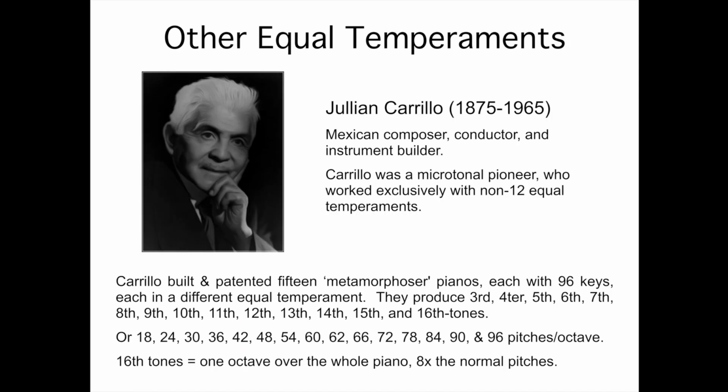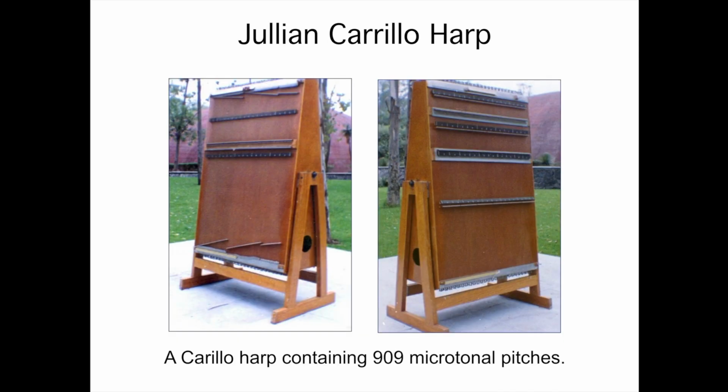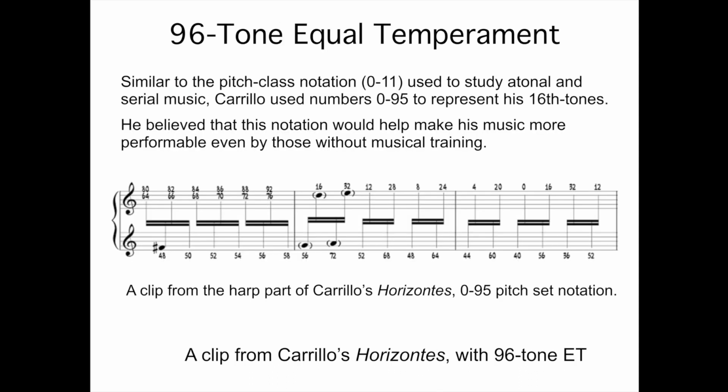Some other interesting characters. This is Julian Carrillo, who divided the octave into many more parts than 12. In fact, he had a collection of pianos where he tuned each piano to a different number of notes per octave. As you can see at the bottom here, he had pianos with 18, 24, 30, 36, all the way up to 96 pitches per octave. So that means there was only one octave for the entire keyboard. This is a harp that he created with 909 microtonal pitches. So these are examples of other types of tunings that involve more notes.